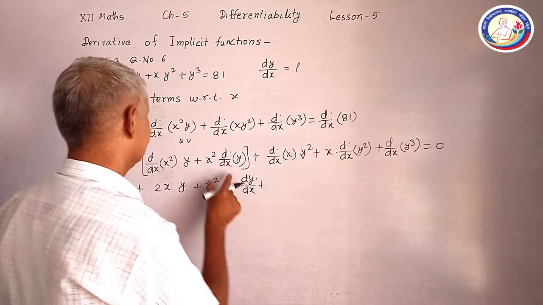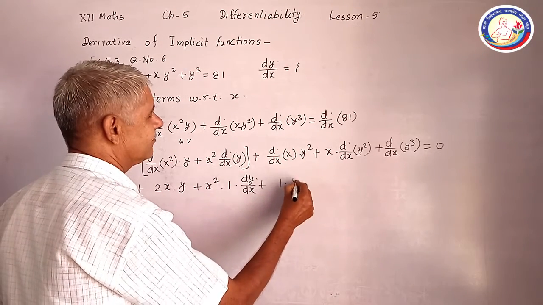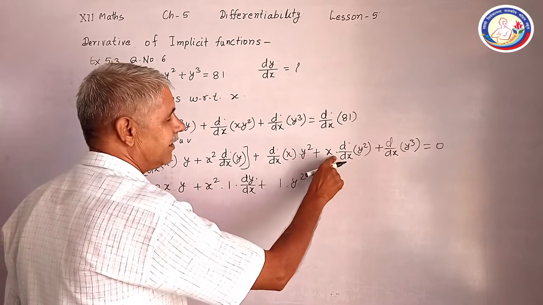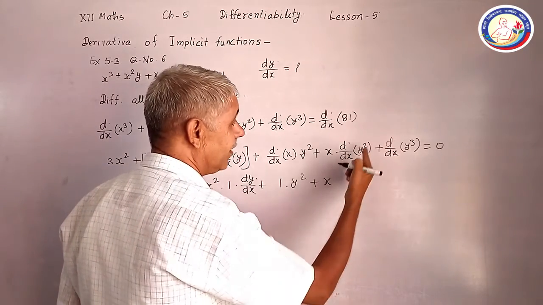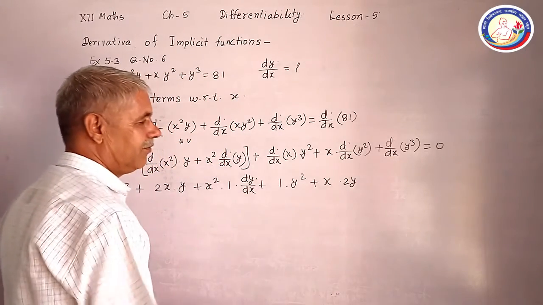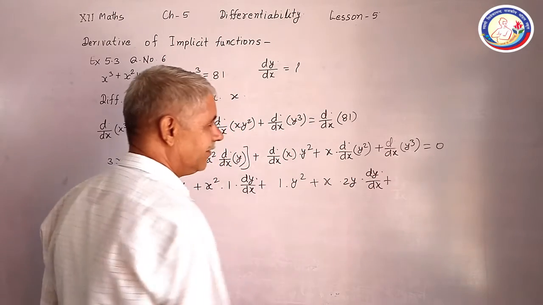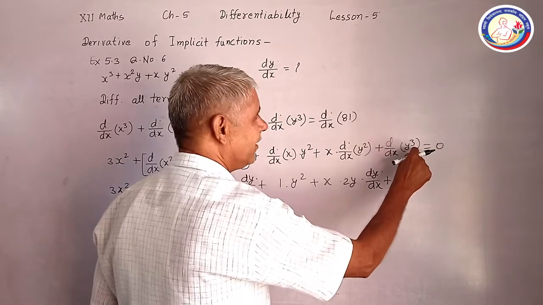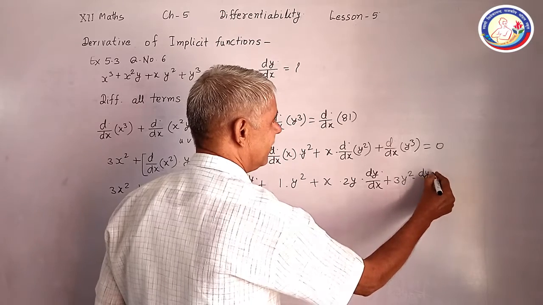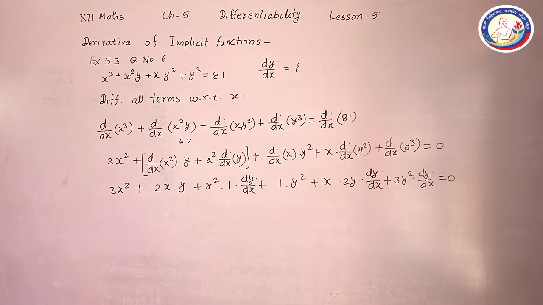Further, now come to this, we have completed this. Now derivative of x with respect to x is 1 and y square as it is. Again x is as it is, we kept it as it is, and now differentiating y square with respect to y, it will be 2y simply by formula, and then derivative of y with respect to x. In the similar way, differentiate y cube with respect to y. It will be 3y square, and then derivative of y with respect to x, equal to 0.